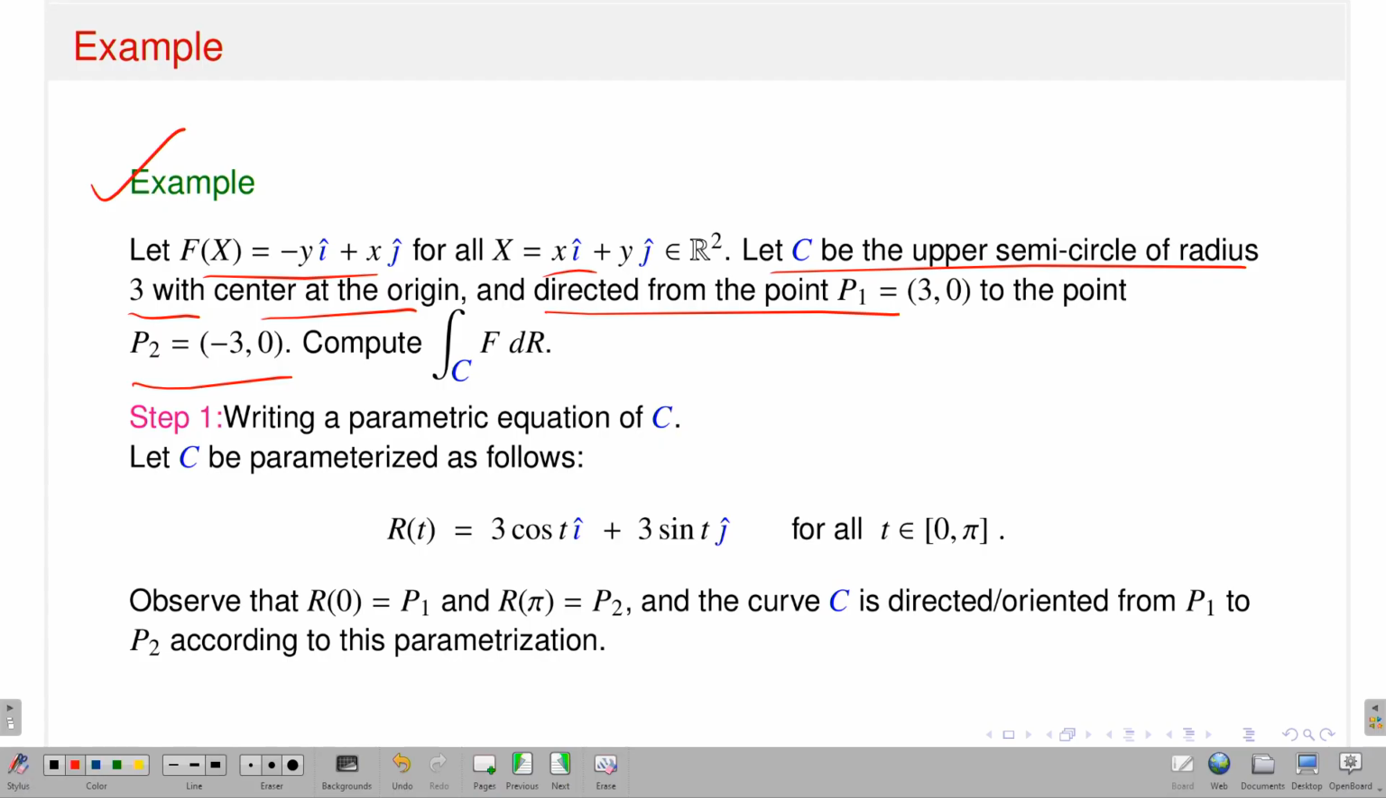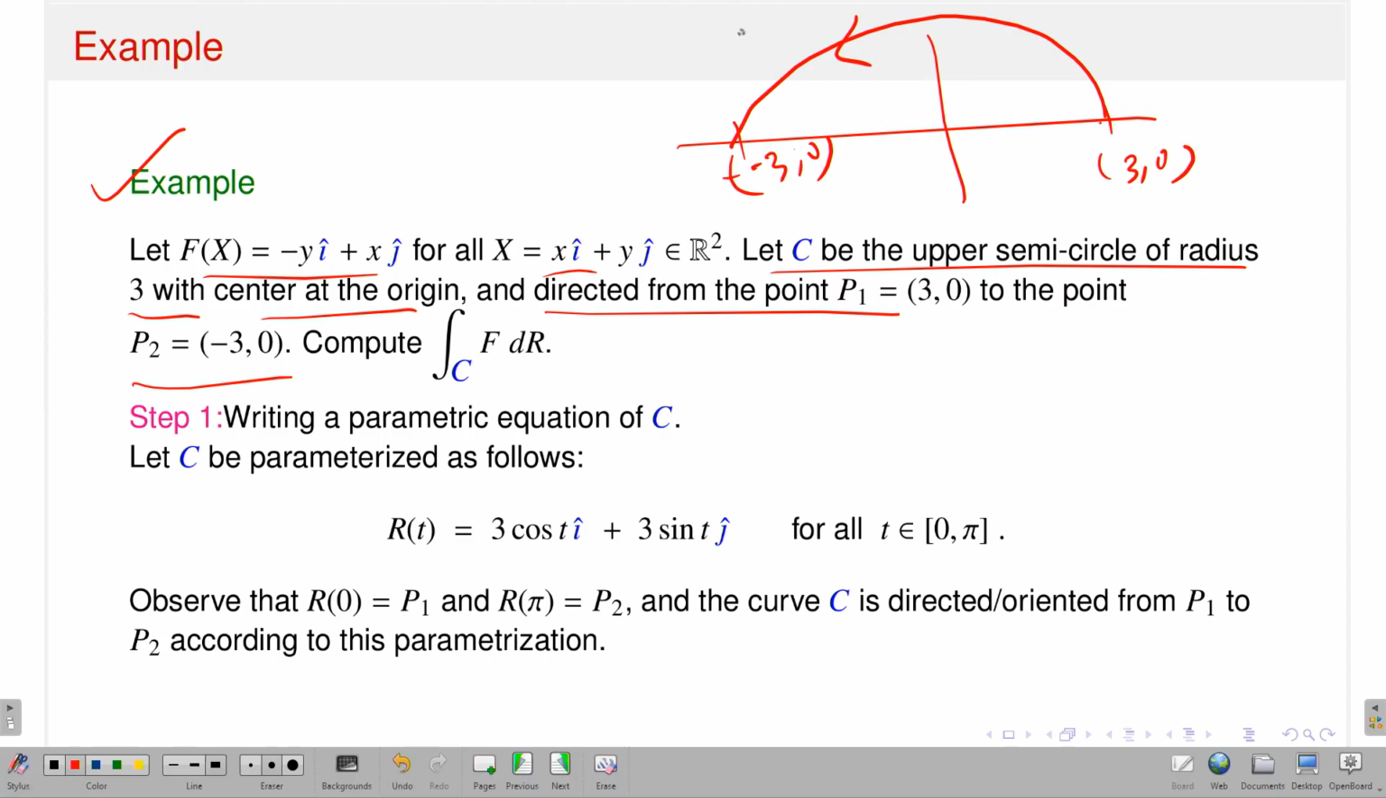So, this time I am just describing what my curve is. I have not given the parametric form. I am saying it is an upper semicircle. So, if you draw a picture, upper semicircle with radius 3, and what is the starting point? Starting point is 3 comma 0, and what is the end point? This is minus 3 comma 0, right. So, these 2 points, that means this is the corresponding curve C.